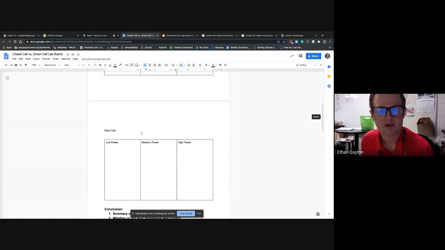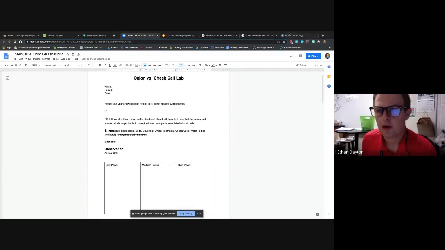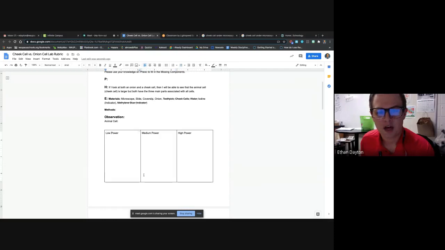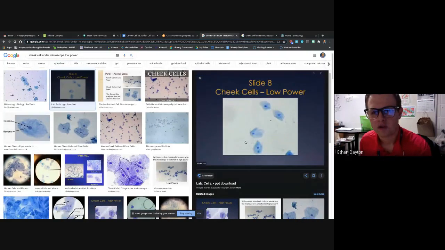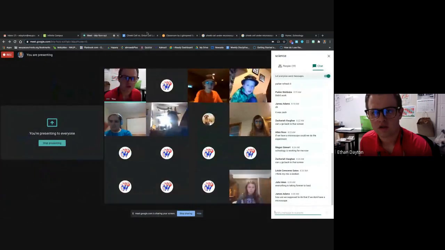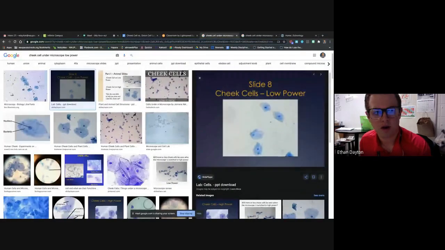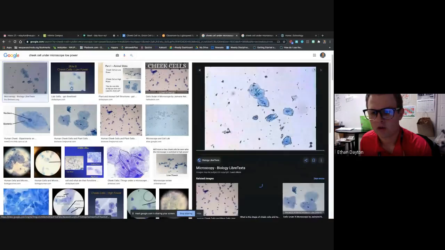Okay, so let's move on to observation, okay? You should have a pencil, you should have a piece of notebook paper that you are drawing in. You are drawing an animal cell under low power. Ready? Here we go. So, I will put this, can you all see this? Yes. Okay, thank you. This is a cheek cell under low power. It's kind of blurry. Why don't I go to this one?